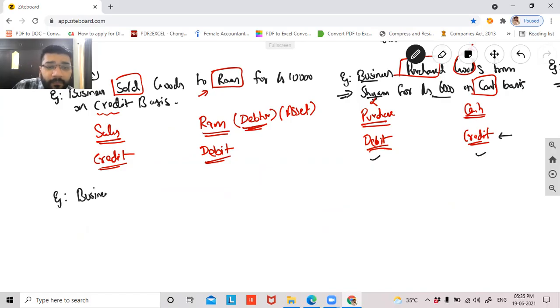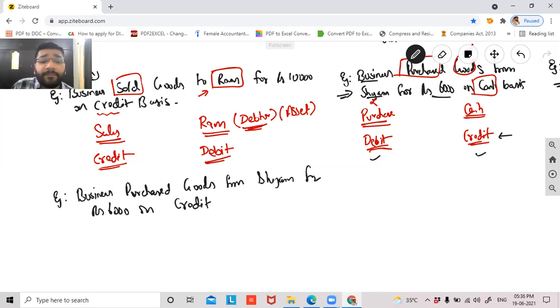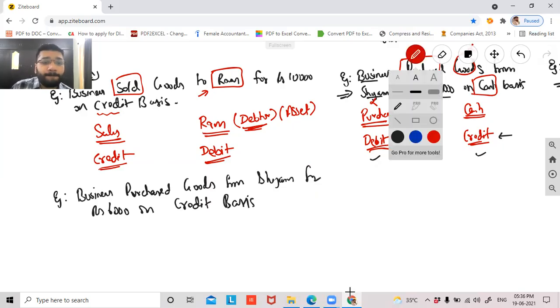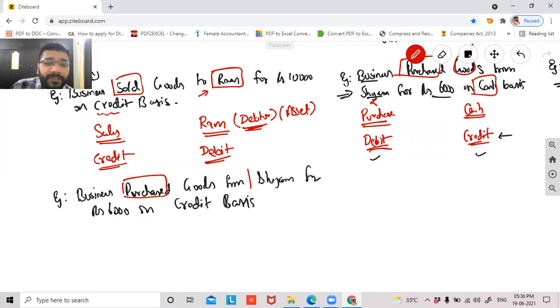Business purchased goods from Shyam for rupees 6,000 on credit basis. Tell me which two accounts are affected here. Purchase and Shyam. Purchase, because I have to take care of my profits. So purchase is contributing to my profit, right? So it comes under my trading and P&L account. So one account that is affected is purchase. Another account that is affected is Shyam.